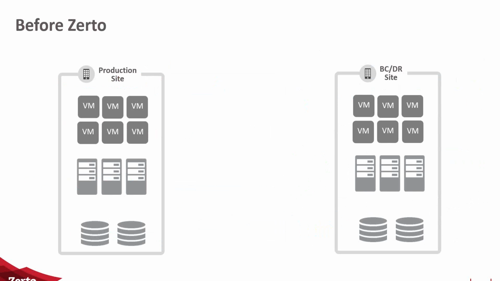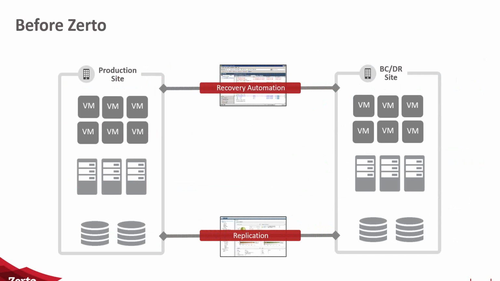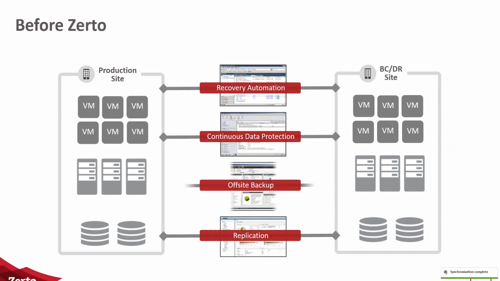So if we look at an environment before Zerto and all the different solutions that you would need to have a complete BCDR solution, the first thing you would need is some storage-based replication typically, replicating between your storage arrays. Then you would probably have something for recovery automation such as SRM. You would have a third solution for continuous data protection and the ability to go back to increments every few seconds. And then finally, you'd have an offsite backup solution for that third copy of the data to ensure you can always recover.